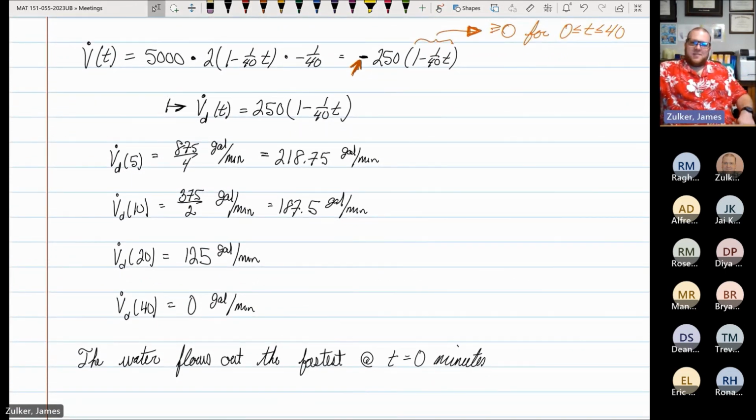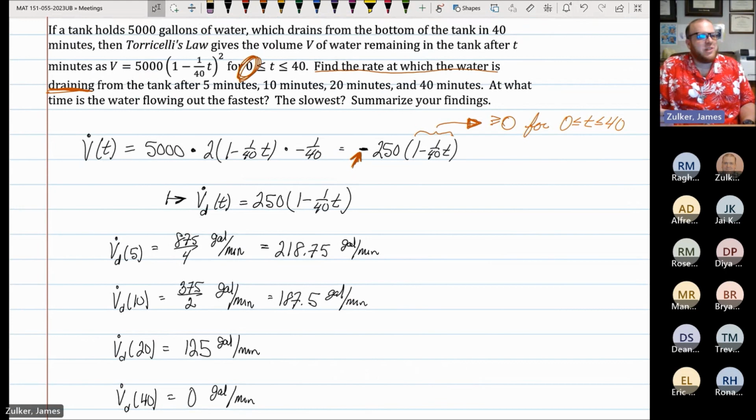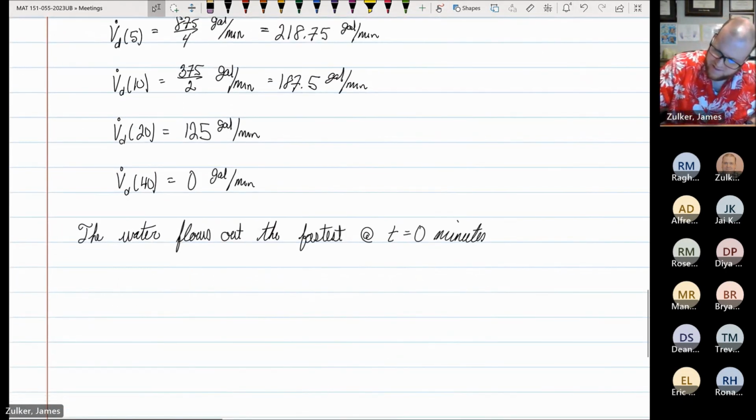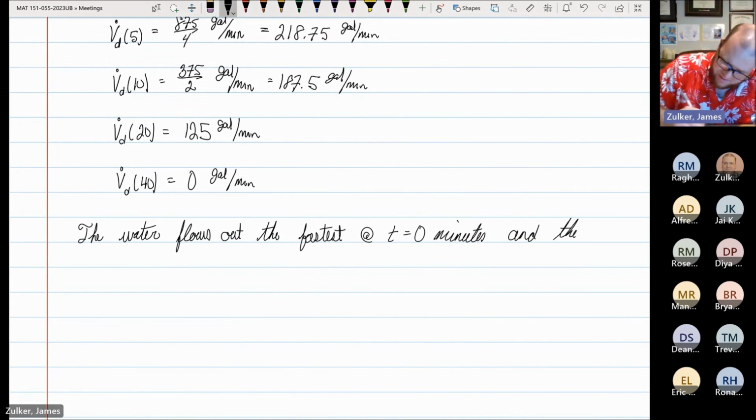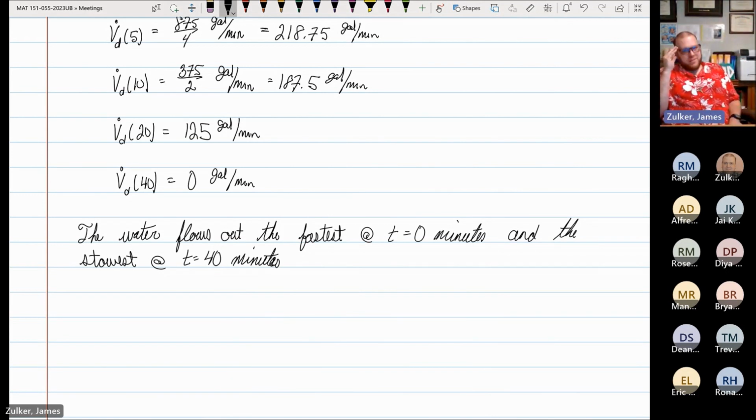Word problems can be tricky. Then it asks, when is it flowing out the slowest? Well, that is obviously 40 minutes.